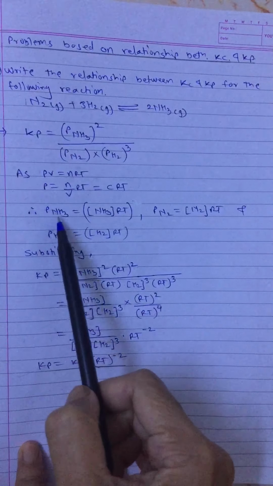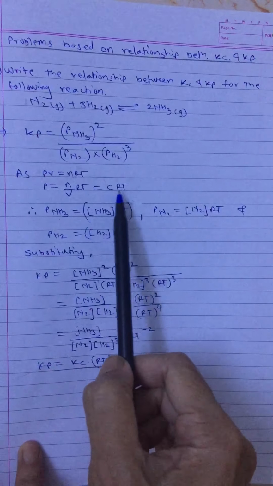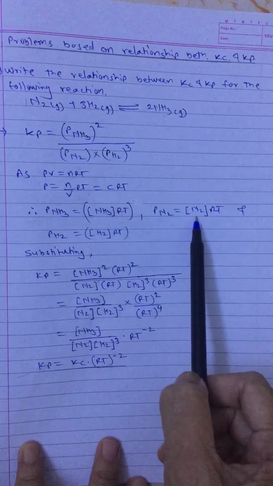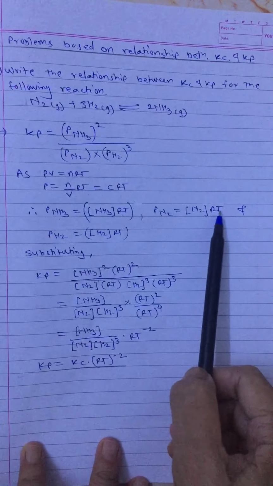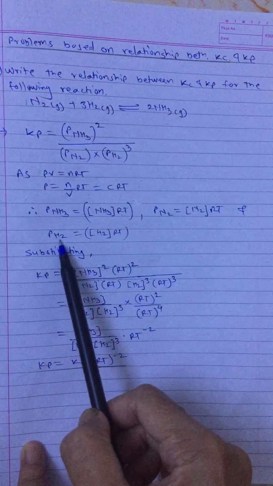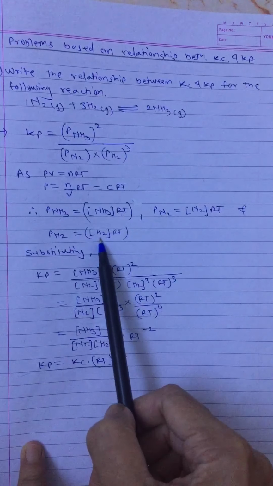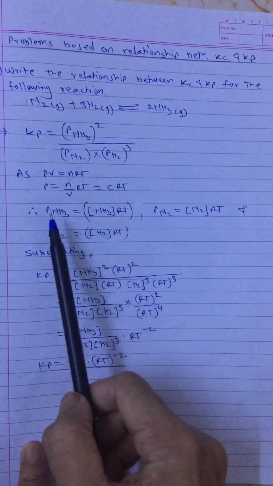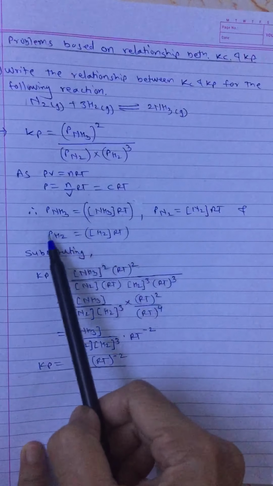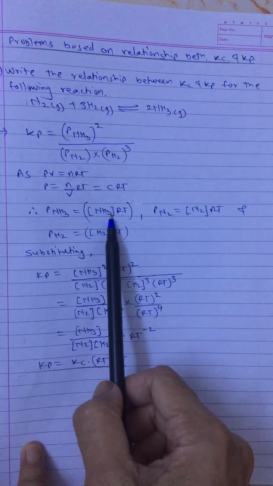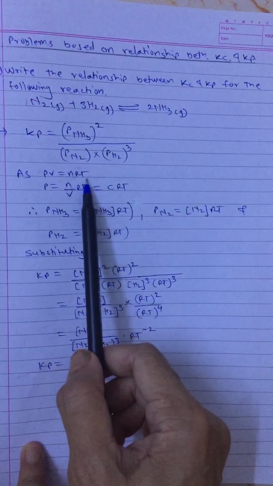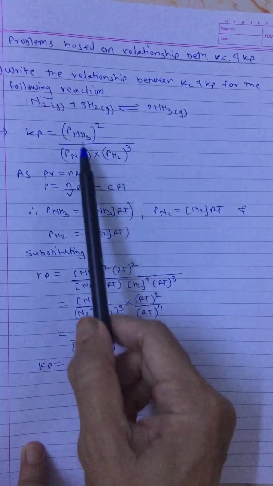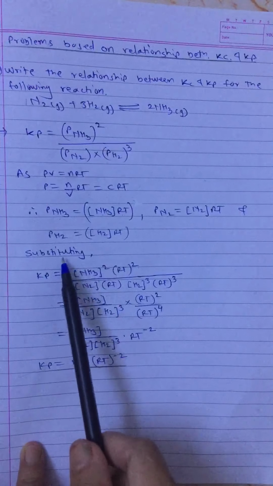So the partial pressure of ammonia is equal to the concentration of ammonia into RT. Partial pressure of N2 is equal to the concentration of N2 in moles per liter into RT, and partial pressure of H2 is equal to the concentration in moles per liter of H2 into RT. So we have got these partial pressures of ammonia, nitrogen and hydrogen in terms of concentrations by using the equation PV is equal to nRT. Now you are going to substitute these partial pressures in this expression of Kp. So after substituting, what will you get?